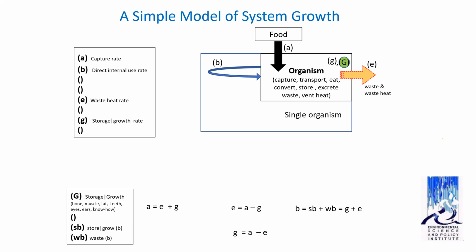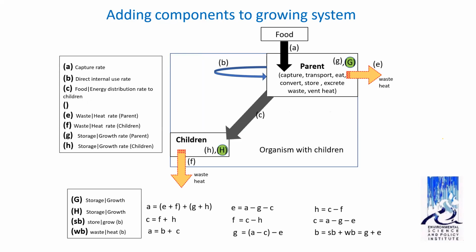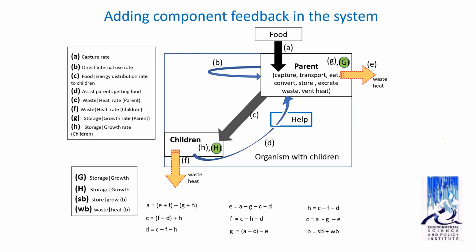And now we can start adding components to our growing system. Let's talk about a system now that has parents and children. And so now, in a sense, the children become a subsystem of this larger system. And maybe we have a direct internal use of our energy by the parents. And we still get waste heat there, and we have waste heat from the subsystem. And we can then look at the storage and growth factors, and the waste heat is related to the work that's done.